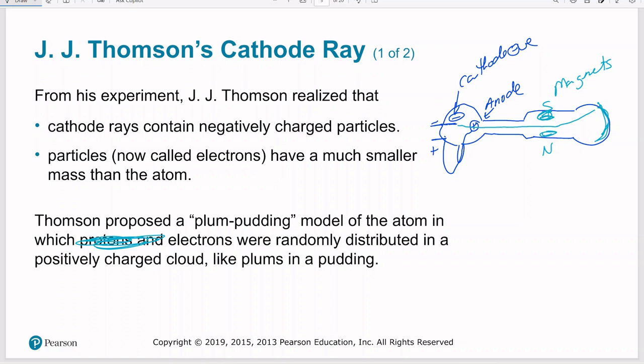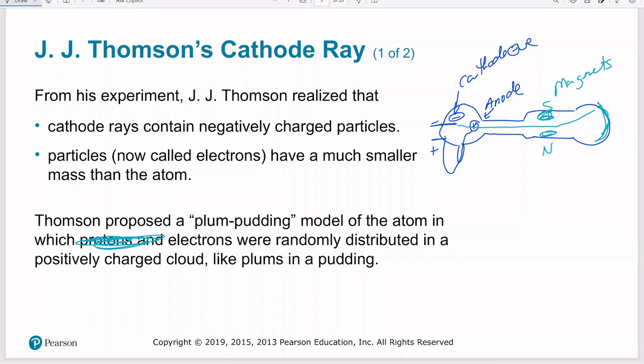J. J. Thomson attempted to build on Dalton's atomic theory by explaining the existence of subatomic particles. Thomson realized that atoms weren't the smallest particles of matter. He realized that there were smaller particles that made up these atoms, and he proved that cathode rays were subatomic particles that contain negatively charged particles, and that they were smaller than the mass of an atom and therefore made up parts of the atom.